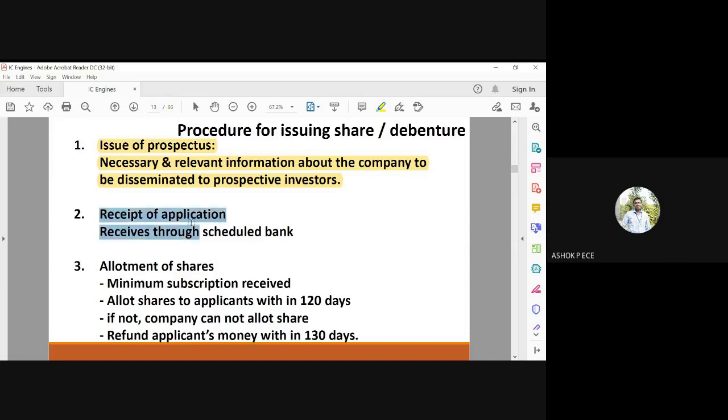So receipt of application: the application should be received only through a scheduled bank. So all these rules are there. You have to follow the rules. Allotment of shares. So how are we going to allot shares to the public?